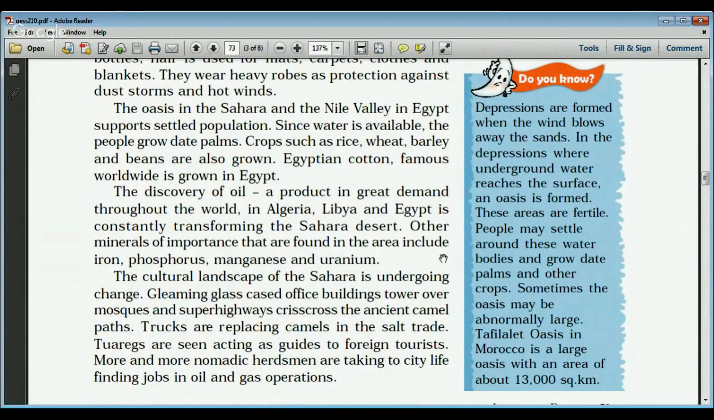So Egypt is famous worldwide for its cotton, and also because of technological expansion, the discovery of oil has induced a great demand throughout the world in Algeria, Libya, and Egypt. That is why they are constantly transforming the Sahara Desert, and they are exploring more oil and other minerals of importance that are found in the area. They include iron, phosphorus, manganese, and uranium.